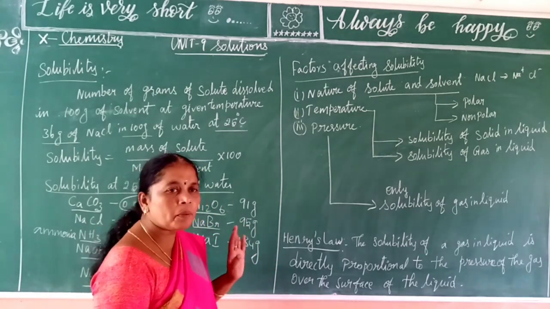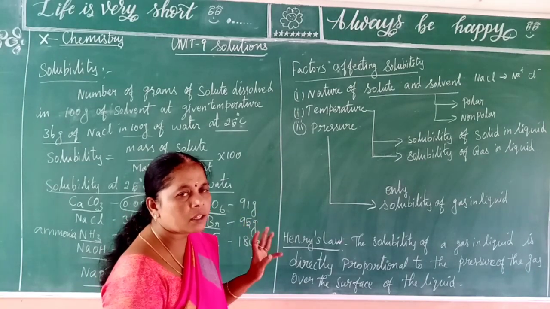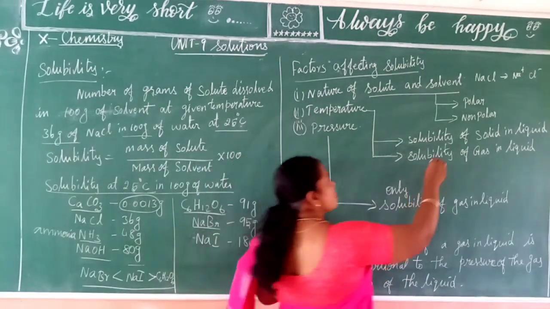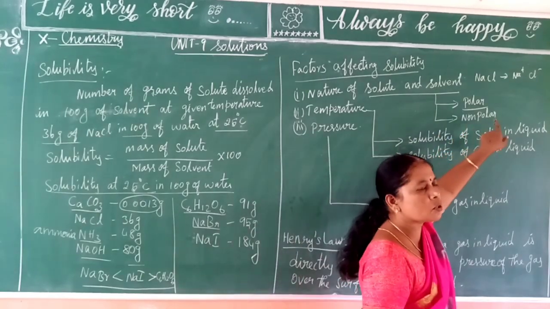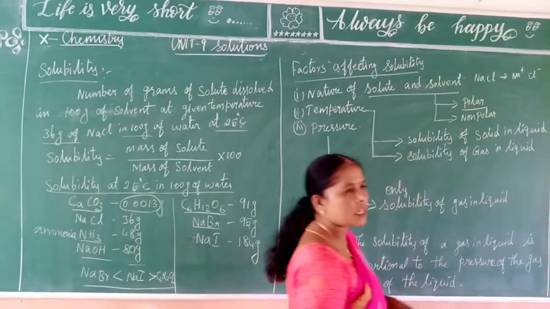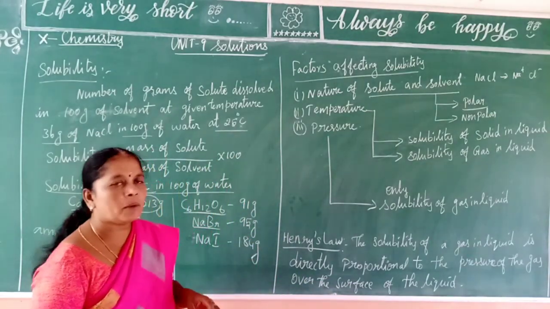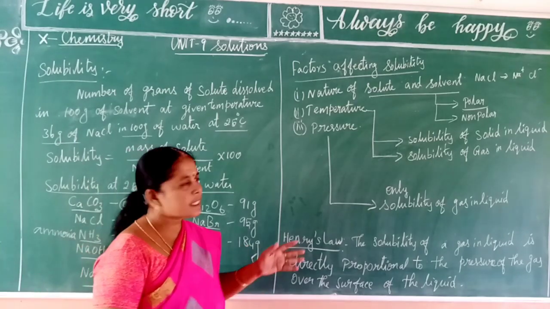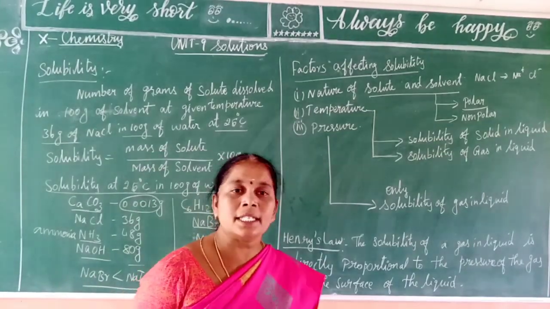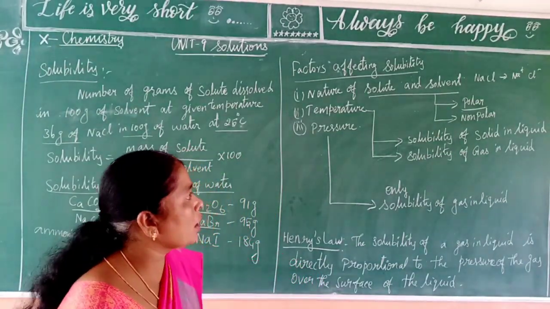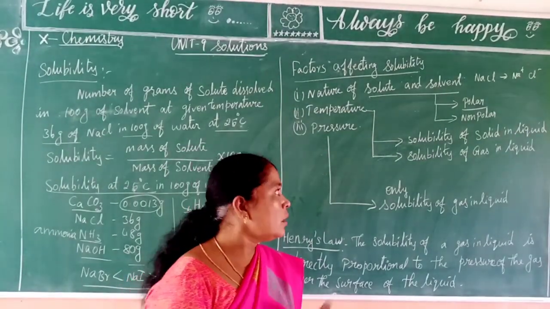Non-polar means non-aqueous solvent. So an aqueous solute dissolves in aqueous water, and a non-aqueous solute dissolves in a non-aqueous solvent. That is, a polar substance dissolves in a polar solvent, and a non-polar solute dissolves in a non-polar substance. For example, NaCl is a polar substance, and it dissolves in water. Non-polar, that is CS2, dissolves in carbon disulfide.